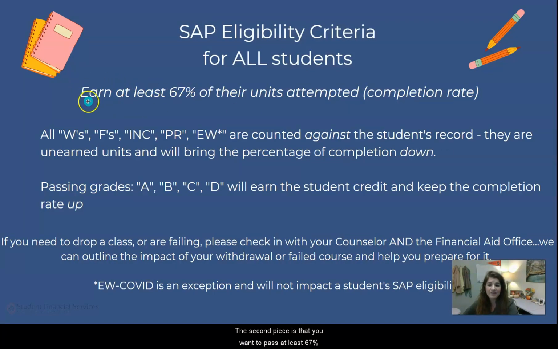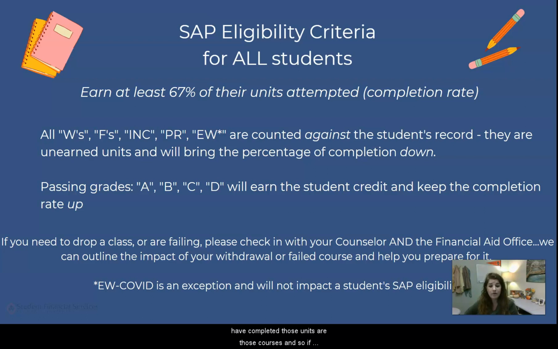So the second piece is that you want to pass at least 67% of the classes that you've attempted. It's also considered completion rate. So again, when you are needing to withdraw from a class, so you've received a W on your transcript, if you have an F, an incomplete, in progress, or even an EW, those are all classes that you won't have earned units for. And so it counts against your completion rate. You won't have completed those units or those courses.